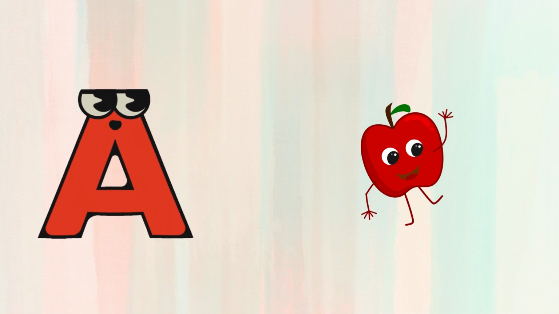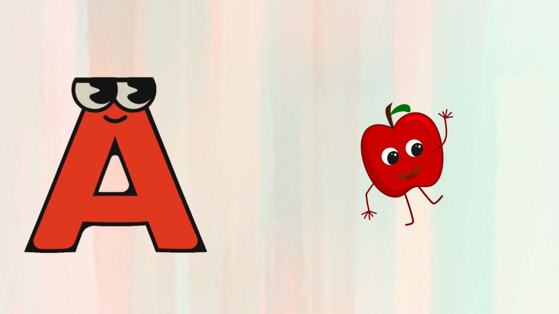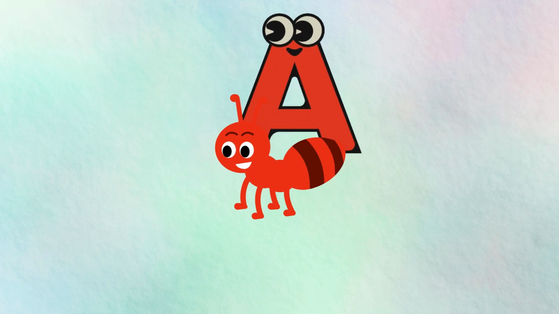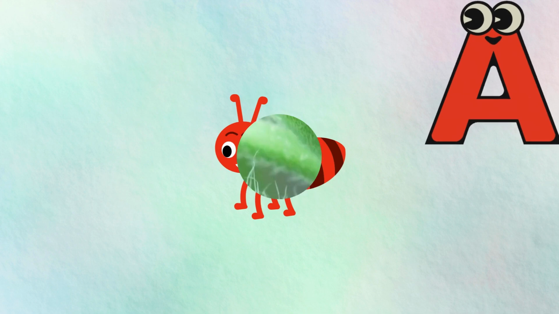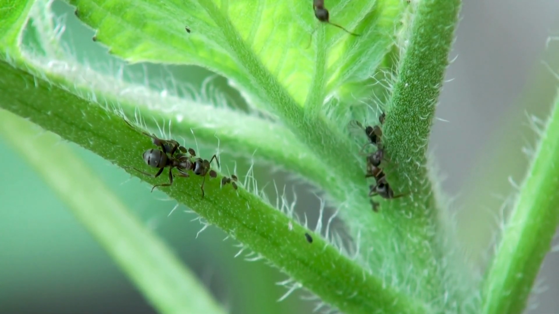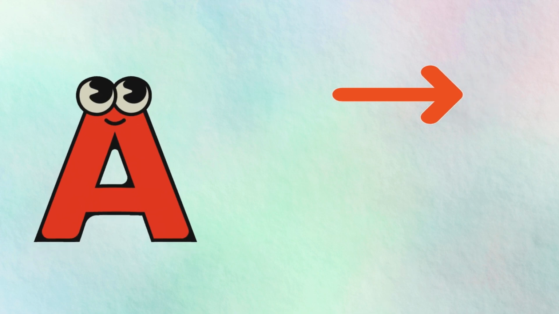A is for apple. A is for ant. Ant. A is for arrow. Arrow.